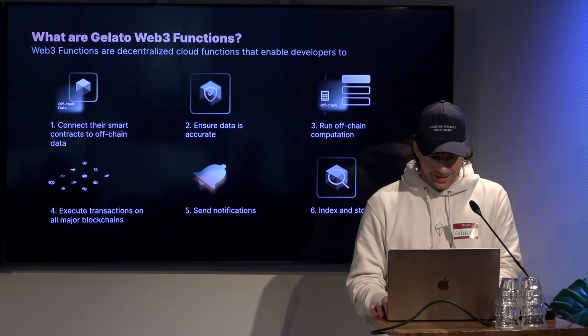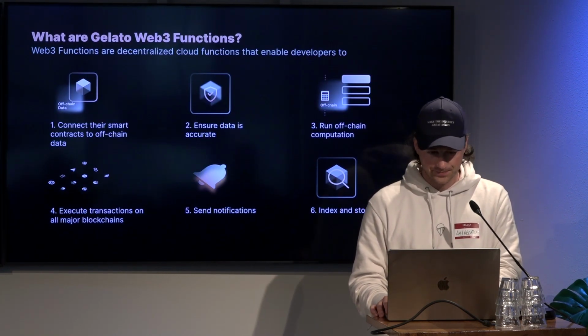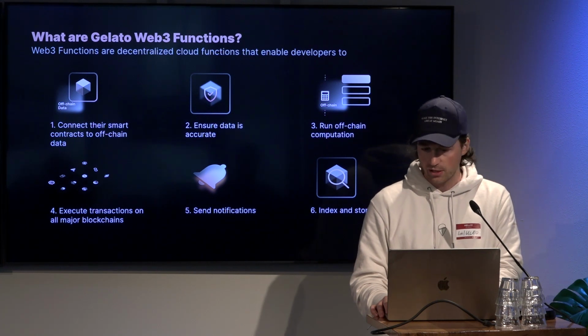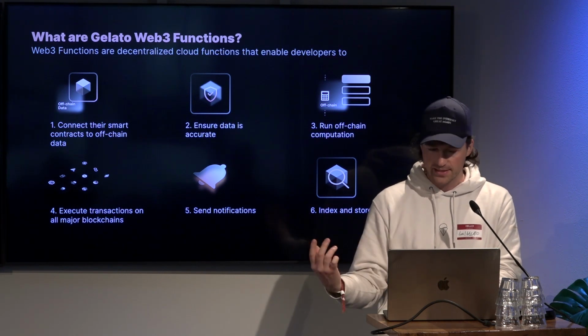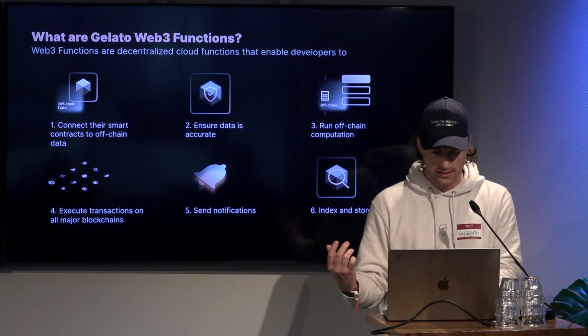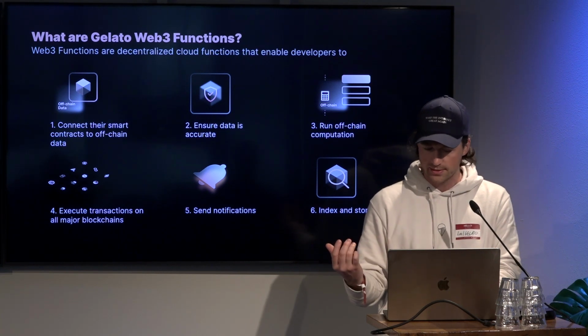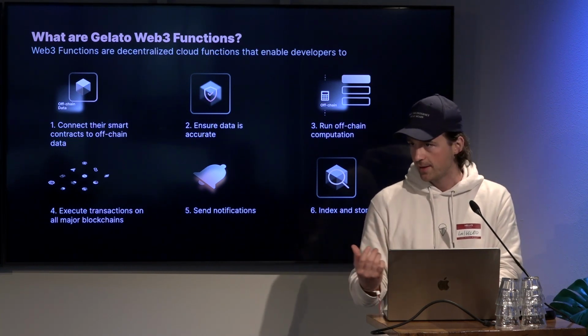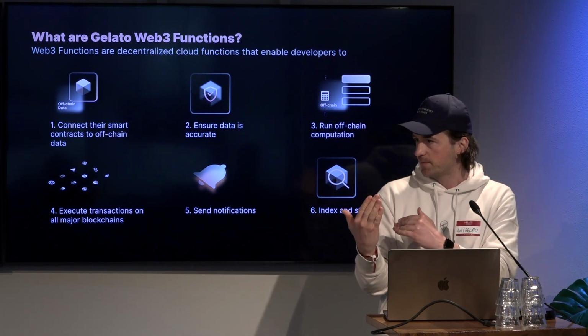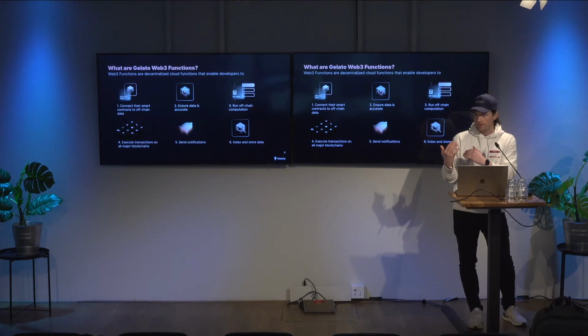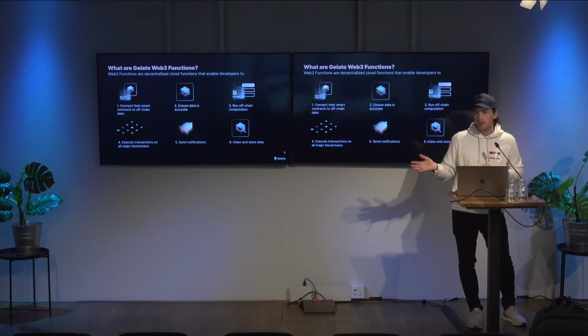All right. So first of all, what are Gelato Web3 functions? Web3 functions are decentralized cloud functions that enable developers to connect their smart contracts to off-chain data, ensure data is accurate, run off-chain computations, execute transactions on all major blockchains, send notifications, store data. It's really just like we give you the ability to write a TypeScript file, a script, and then currently this script is deployed for you on IPFS, and from there the Gelato nodes download the script and they run it for you. And what you want to do in the script is completely up to you.